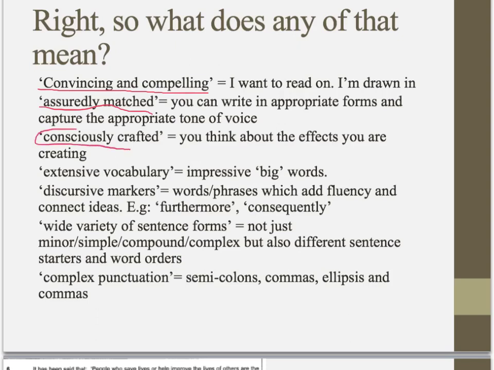On the last slide, I circled consciously crafted. The examiner wants to feel that you're thinking about the kind of effects you're creating, and part of that is the extensive vocabulary. I call this in my class the big words, the impressive ones, the ones you normally look through the thesaurus to find. They want to see that you've got a really impressive and sophisticated vocabulary.